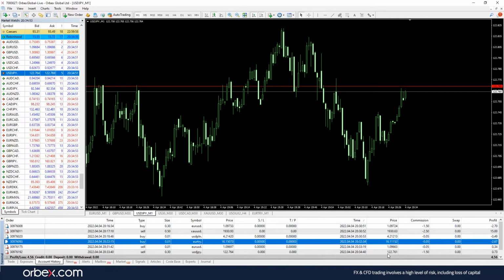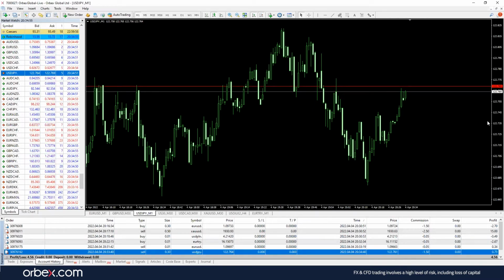So my dollar yen, we close at 122.76. And that's because the bid line was at 122.761. So that's the reason it didn't close at the ask line. It opened at the ask and closed at the bid.